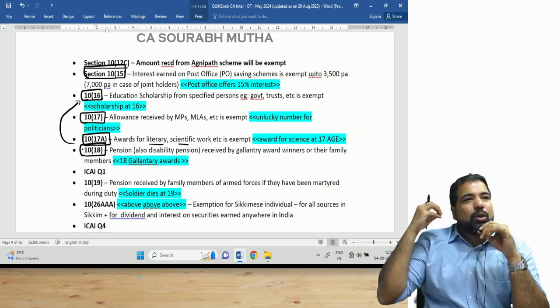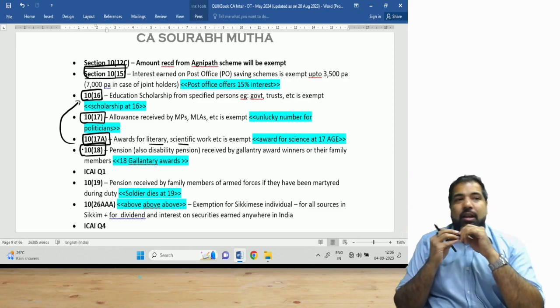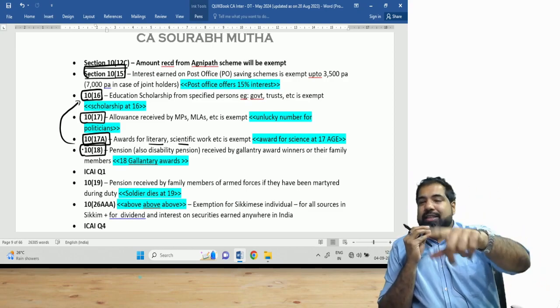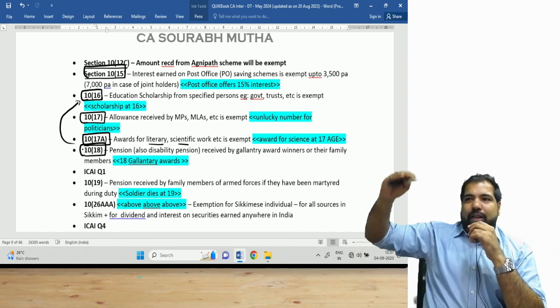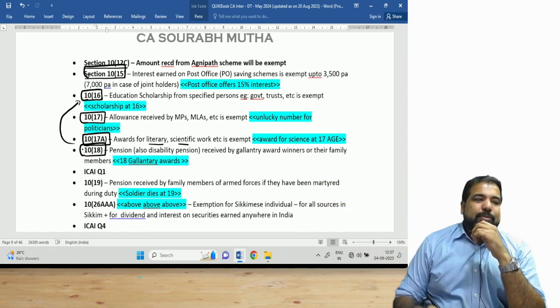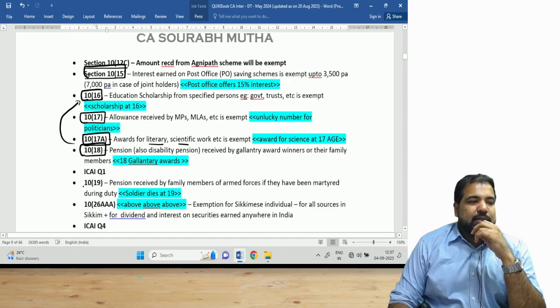These people have done something good for the country. Let's not tax it. But a myth is that pension is exempt. That's a myth. Pension is actually taxable, but because it's below the limit of basic exemption, we don't pay tax. But otherwise, for these people, it will not be taxed.